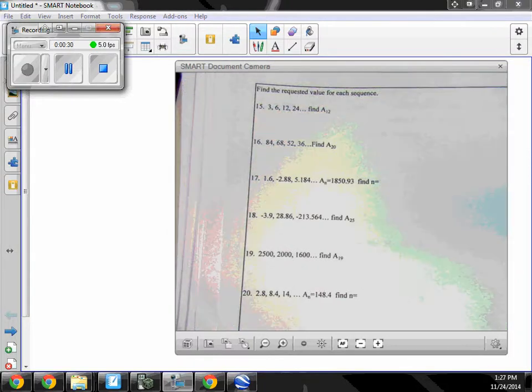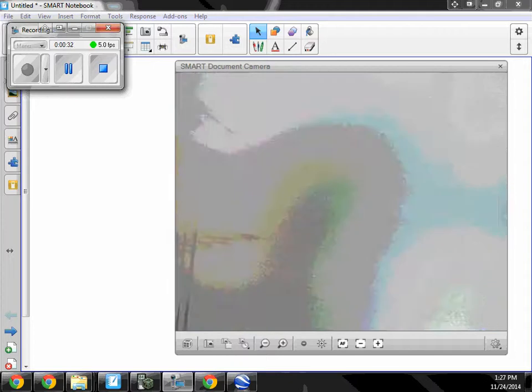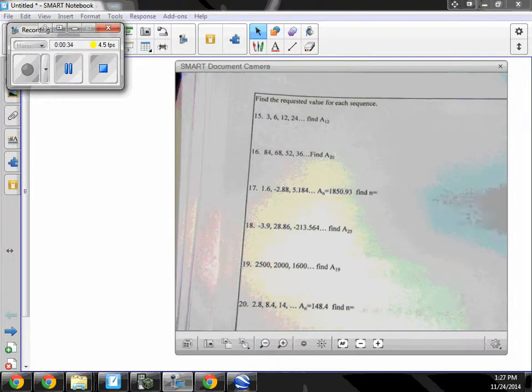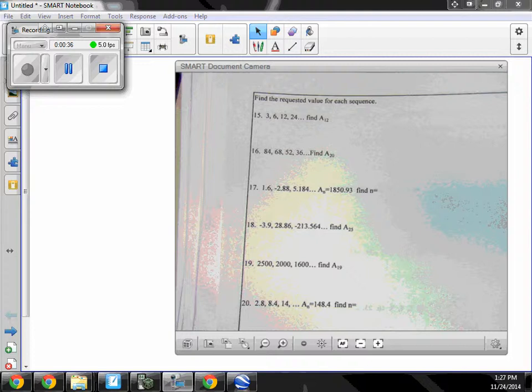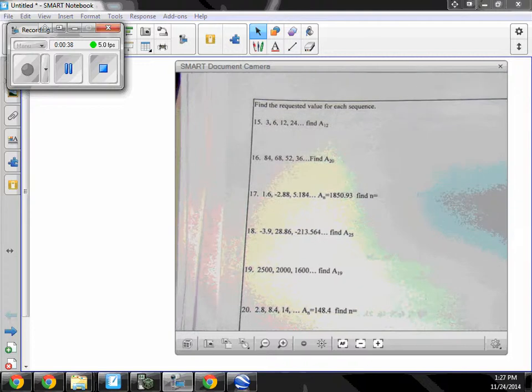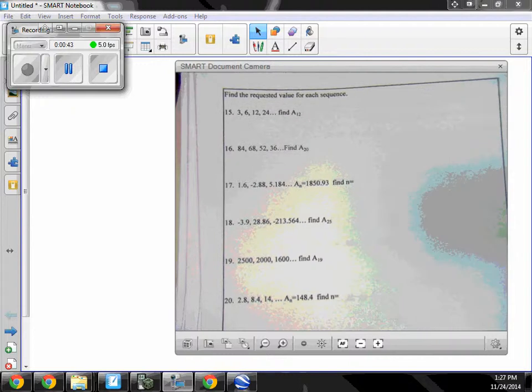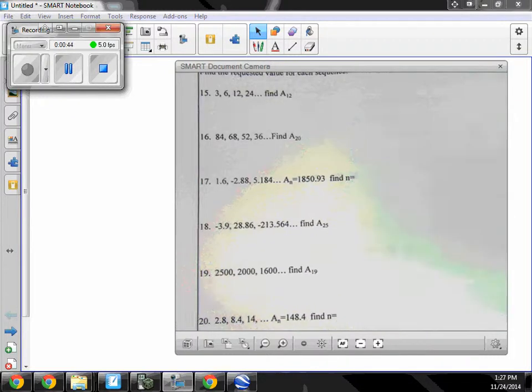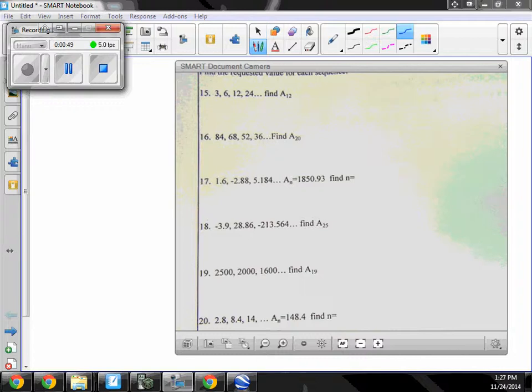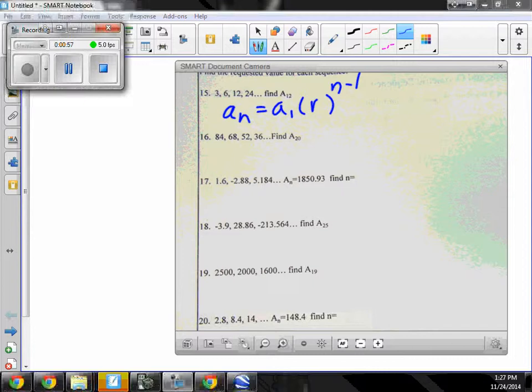So that front side should be pretty simple. If you look at the back, it says find the requested value for each sequence. So do you see a pattern in this first sequence? Times 2. So is that arithmetic or geometric? Geometric. So a sub n equals a sub 1 times r to the n minus 1. That's the formula we're going to want to use.